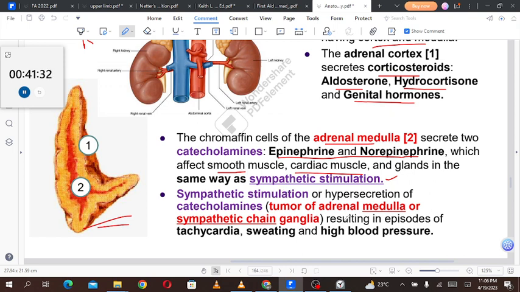Sympathetic stimulation or hypersecretion of the catecholamines, from a tumor of the adrenal medulla or sympathetic chain ganglia, results in episodes of tachycardia, sweating, and high blood pressure. There are two conditions in which we see that. The first one is pheochromocytoma, and the second one is neuroblastoma. Pheochromocytoma is more prevalent among adults, and neuroblastoma is seen in the pediatric population, that is, in children.